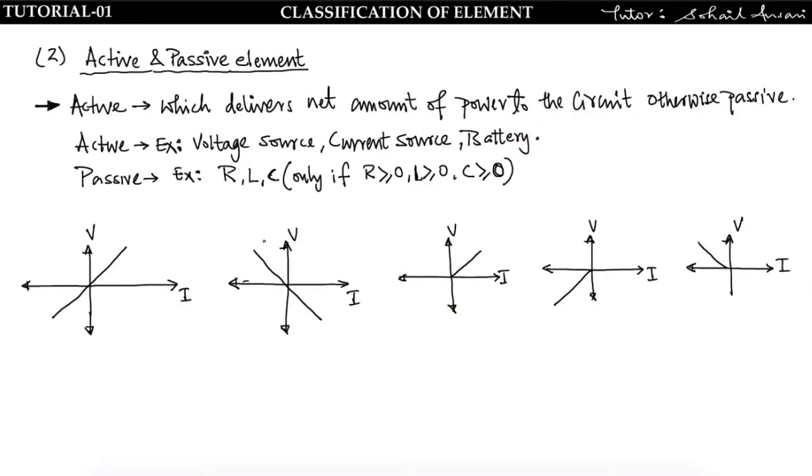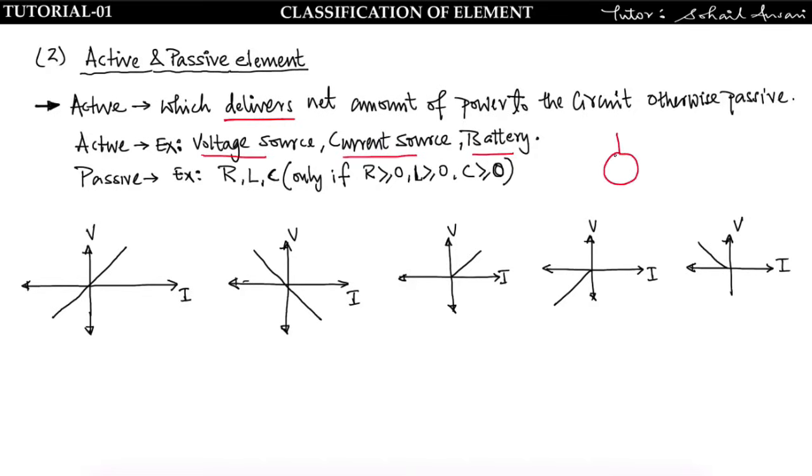Now see active and passive elements. An element is said to be active which delivers a net amount of power to the circuit, otherwise it is passive. Examples are voltage source, current source and the battery. Battery is delivering power to the load.